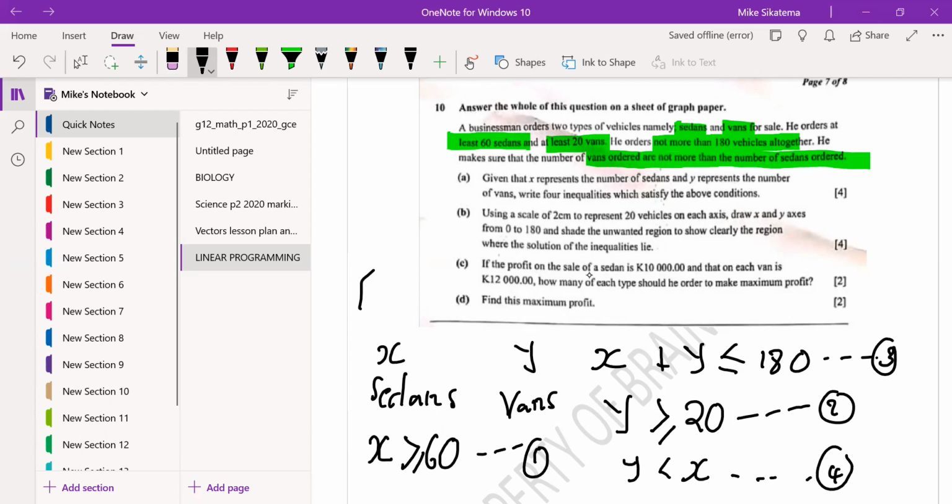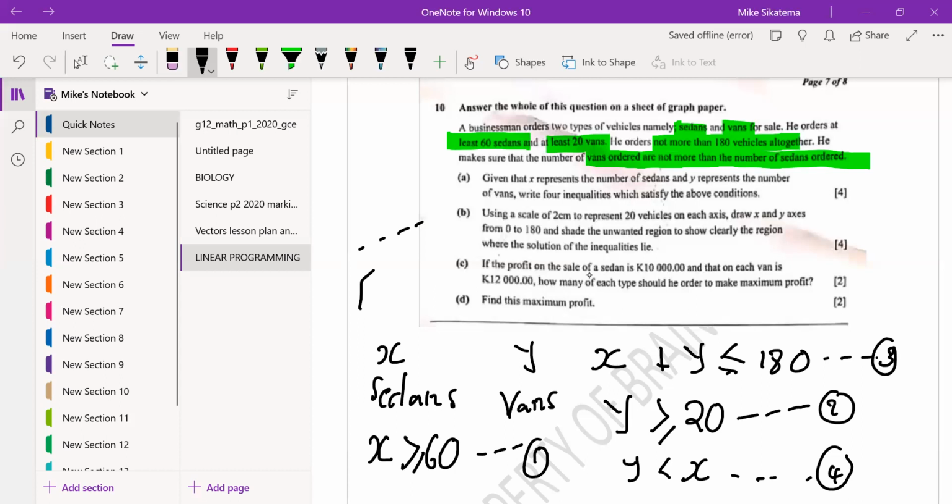And what I will say is that if there is an equal to sign, greater or equal to, less than or equal to, the line that you're going to draw is going to be a solid line. Then if it's less than or greater than without the equal to sign, the line is going to be dotted.